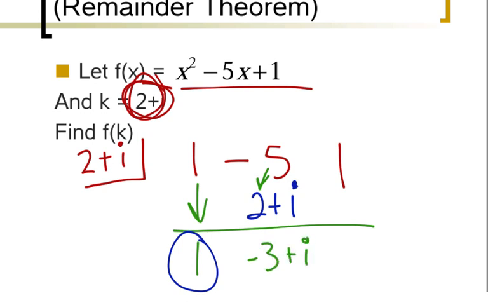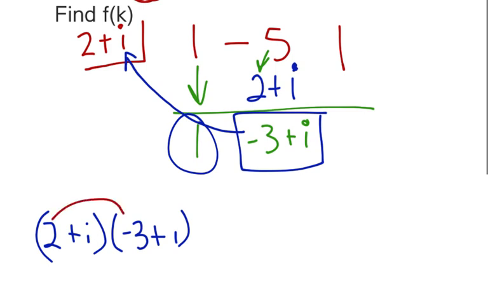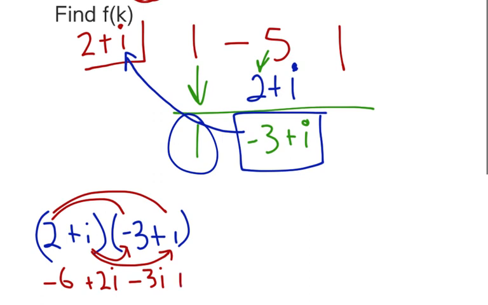Okay? So now we actually have to do one little hard part, which is take the -3 plus i and times it by 2 plus i. And that requires just a little bit of extra work, because you actually need to FOIL. So it's 2 plus i times -3 plus i. Okay? And if I work this out, I do first, and I get -6. Outers gives me positive 2i. Inners gives me -3i. And then last gives me plus i squared. And if you recall, i squared is actually just -1.